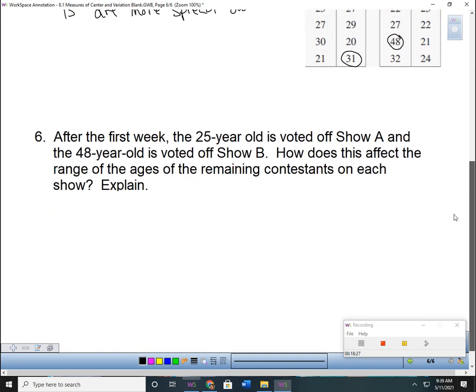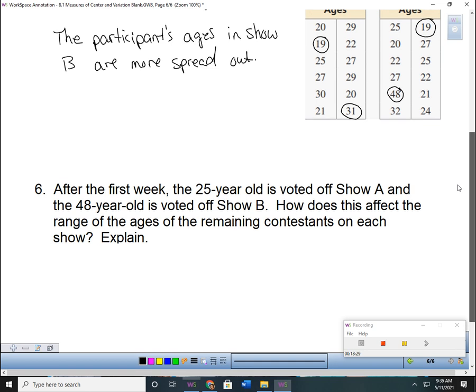After the first week, the 25-year-old is voted off show A, and the 48-year-old is voted off show B. How does this affect the range of ages in the remaining contestants on show A? Well, this was in between the 31 and 19, so show A stays the same. So the range has not changed.